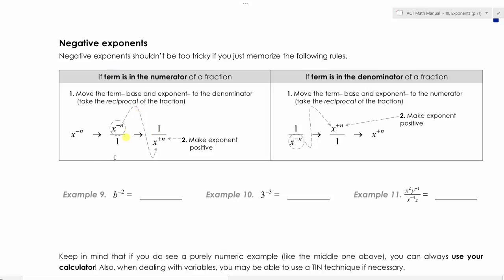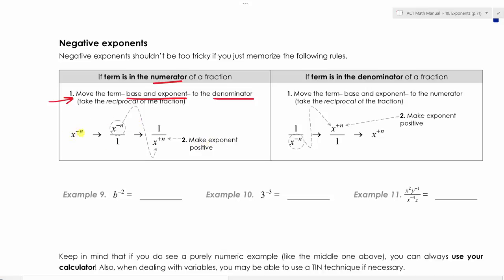So if you have a term with a negative exponent, you're just going to move that term. If the term happens to be in the numerator of a fraction, you take the entire term, both the base and the exponent, and you put it in the denominator, and you make the exponent positive. So your first step is to put the term into the denominator. Your second step is to make the exponent positive.